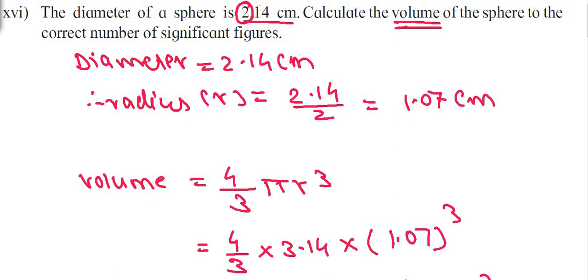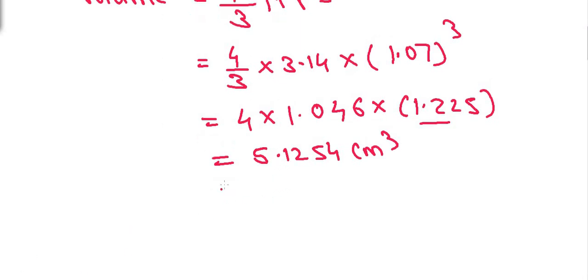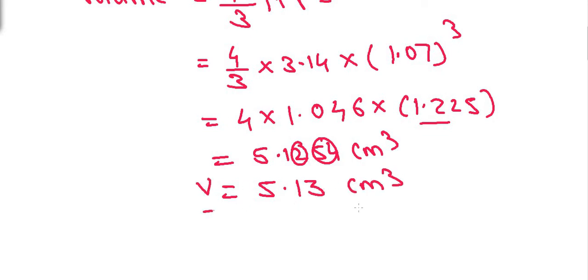Now to get the correct number of significant figures, it's given that diameter is 2.14, so the number of significant figures are 2, 1 and 4, that is 3 significant figures are there. Hence, in the final answer, we are going to write only 3 significant figures. Round up this 5 so that 2 will be increased by 1: 5.13 centimeter cube. So this is the volume of the sphere, 5.13 centimeter cube.